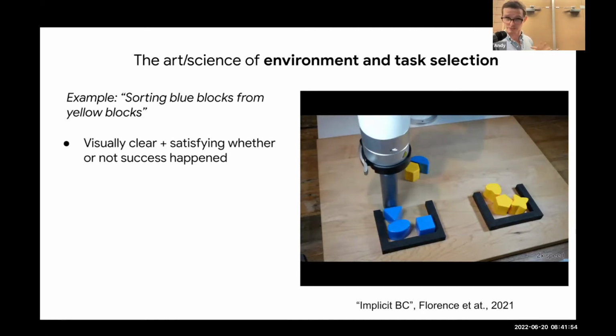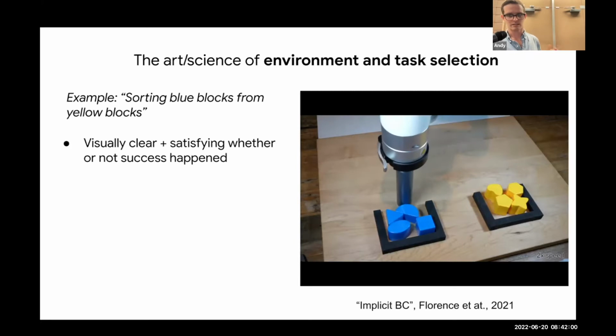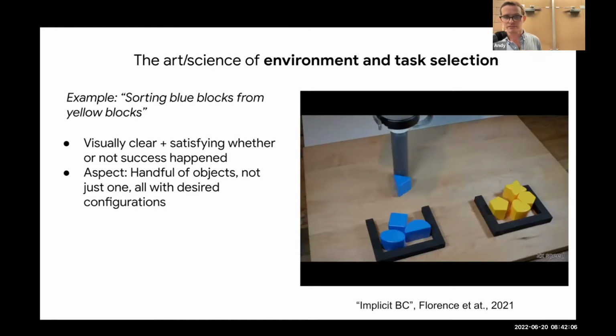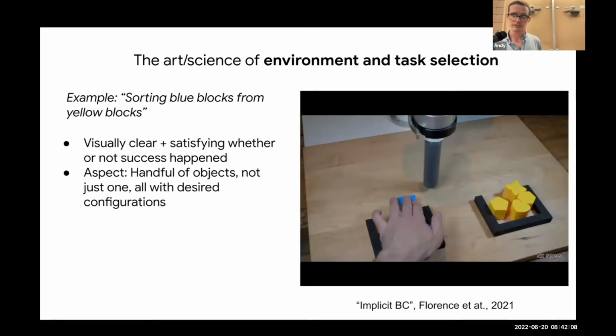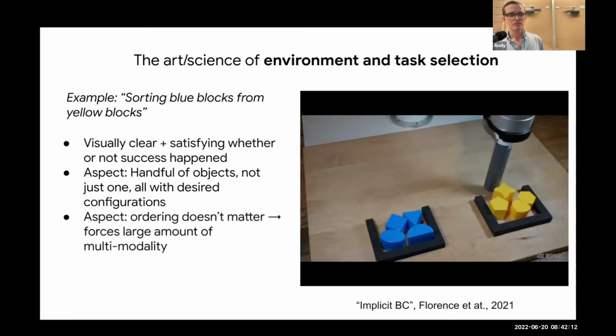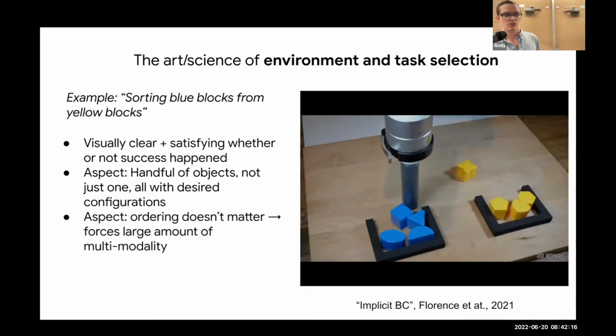Maybe initially at the very first frame of this video, you weren't sure what was going to happen, but by now you can kind of auto-complete in your head what should happen. Another aspect of this one is it's a handful of objects, not just one, all with desired configurations. I sort of talked about that, but that's different than the one we looked at before. One interesting thing about this one is that we trained it so that the ordering doesn't matter.